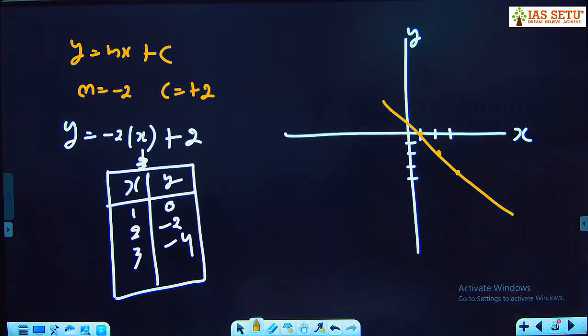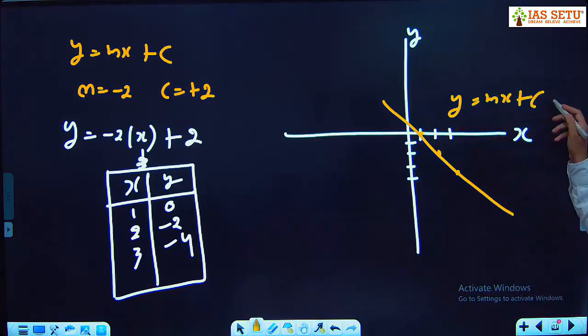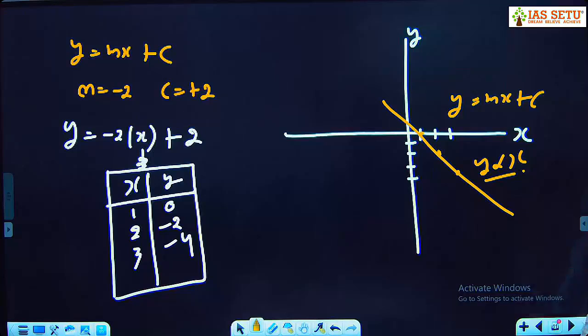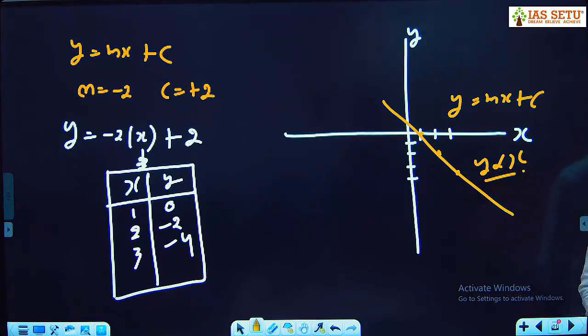Concept. Observation को रखो साइड में. Concept क्या कहता है? Does this graph satisfy y is equal to mx plus c? Yes or no? Yes. If yes, it means this also represents y is directly proportional to x. मैथमेटिक्स के लिए a straight line graph is a directly proportional. स्लोप पॉजिटिव, स्लोप 0, स्लोप नेगेटिव.